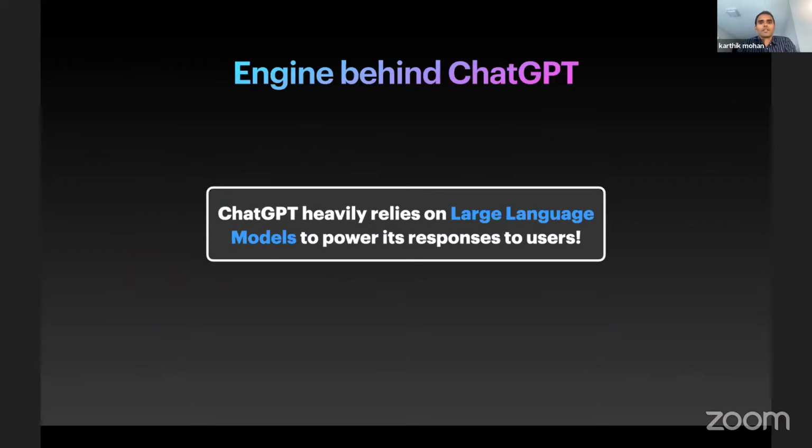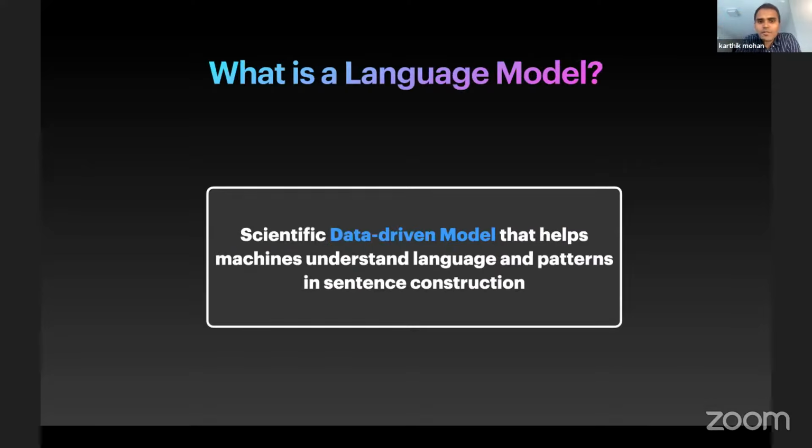Okay, great. So the engine behind ChatGPT: ChatGPT heavily relies on large language models to power its responses to users. We'll go a little bit into language models and large language models. Again, this might be a refresher for those who are not new to natural language processing. You understand language models, you've seen some of this, but we'll not be spending a whole lot of time. But at the same time, if you're new to language models, this is a good place to get that knowledge in. So what is a language model?